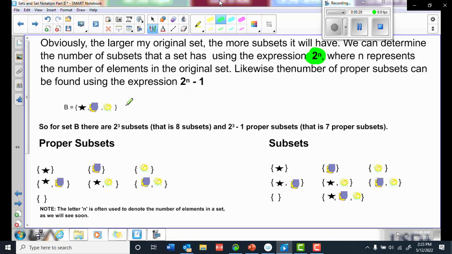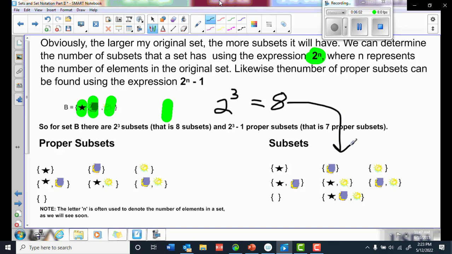So in our set B, we've got how many elements? We've got 1, 2, 3. So we can just say 2, well, let me get a pen, 2, and not n, but 3, because we have 3 elements, 2 to the third power, which equals 8. And in fact, that is how many subsets we had. 1, 2, 3, 4, 5, 6, 7, 8.